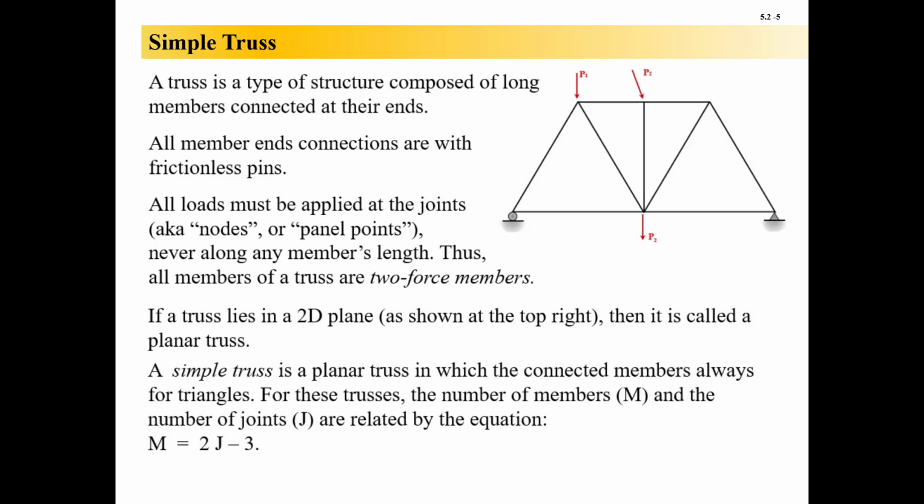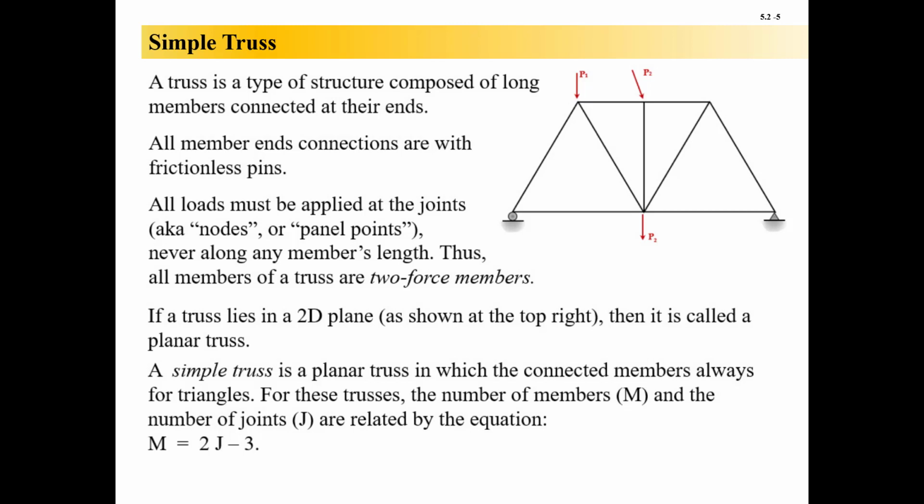All right, so what is a truss? A truss is a type of structure composed of slender members joined together at their endpoints. And they're always connected together with frictionless pins. So everywhere you look, at each end of every single member, there's a frictionless pin holding all of them together, which means no moment gets resisted across those joints. And also, all loads must be applied at the joints, which are also often called nodes or panel points for trusses. You never load it along the member's length.